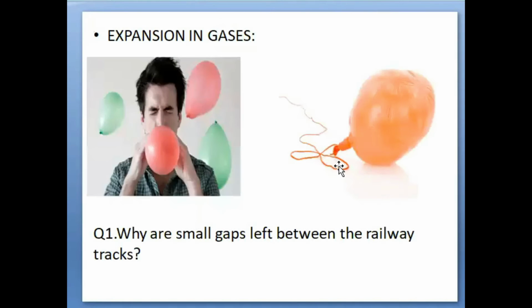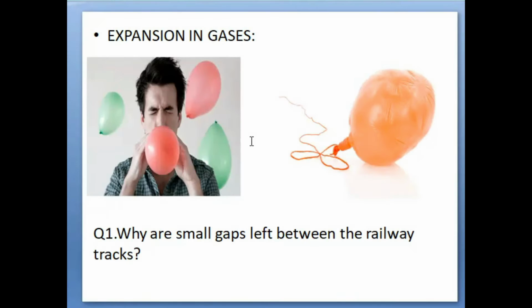Next, we have expansion in gases. Gases expand on heating. To make it more clear, let us talk about a very simple example. Let us blow up a balloon and tie it with a thread. And the balloon that we blow up, let us keep that balloon in the freezer.